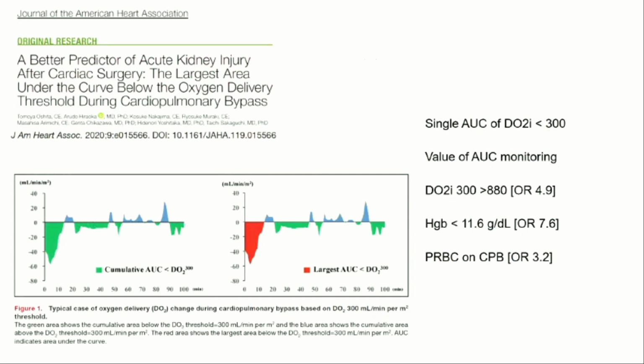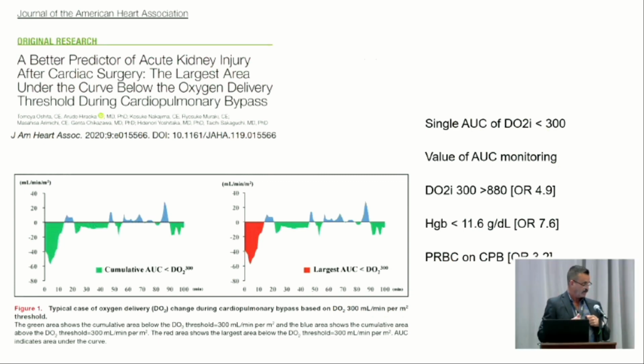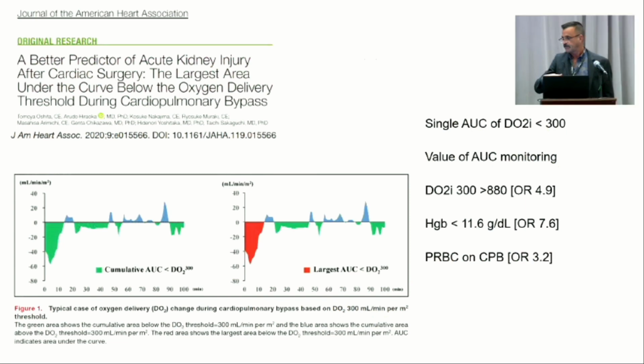So imagine you're doing a bypass case, and you have your DO2 up there. That's good. So how do you keep track every time that DO2 drops? We need to know the area under the curve. And keeping track of those areas under the curve, even if you have the number up there of this cumulative AUC, is possible now with a lot of the perfusion management software.